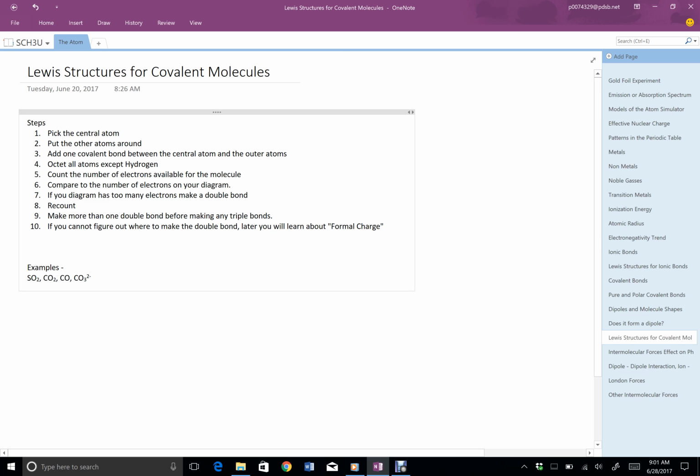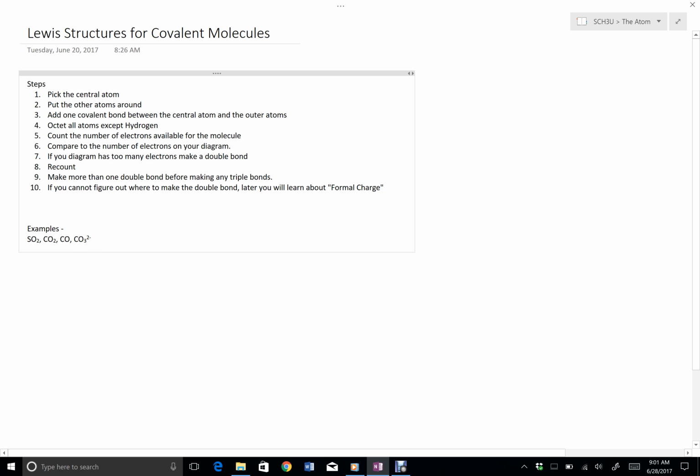Alright, in this video I'm going to talk about how to make the Lewis structures for some covalent molecules. I'm going to go through a list of steps here, but it makes sense as I'm going through them to give an example so you see what I'm talking about. So these are the examples I'm going to work through in this video: SO2, CO2, CO, and CO3 2-.